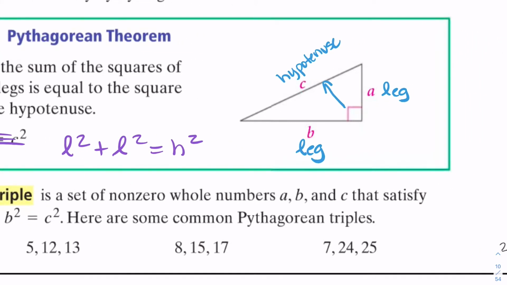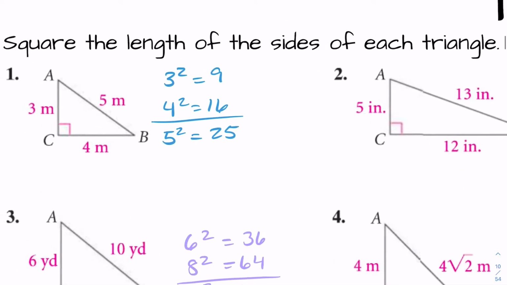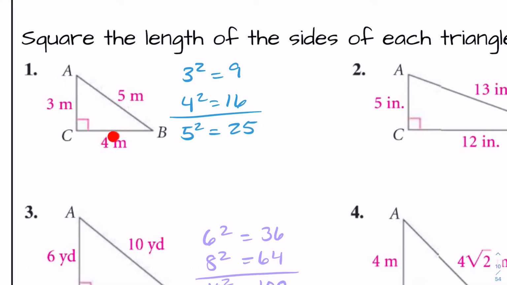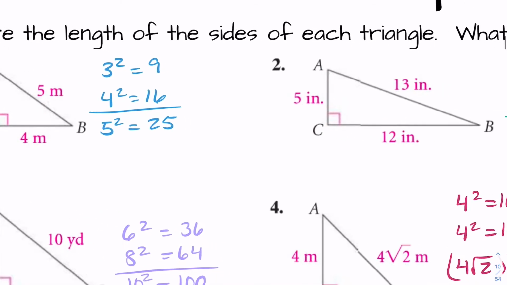Yeah, so those are your legs, your hypotenuse. Again, it follows this pattern: 3 squared plus 4 squared equals 5 squared. 6 squared plus 8 squared equals 10 squared. 5 squared plus 12 squared equals 13 squared. And 4 squared plus 4 squared equals 4 square roots of 2 squared. Quantity squared, the whole thing.